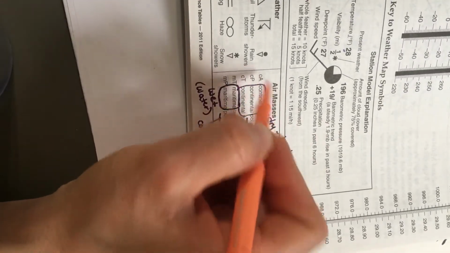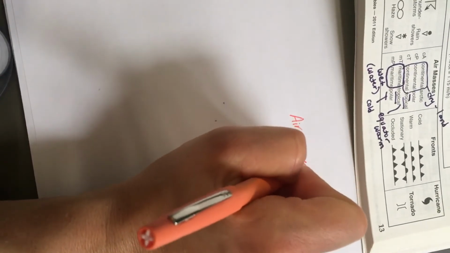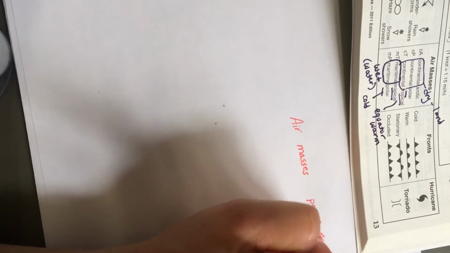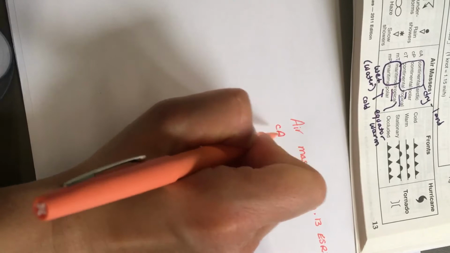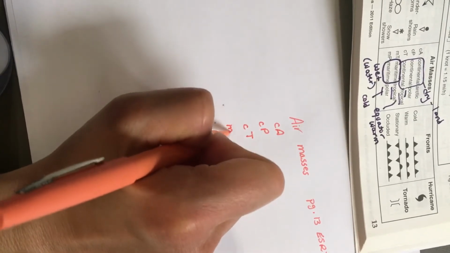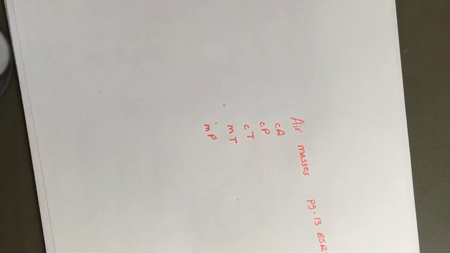And what I'm going to do is copy over these air mass symbols right here. So on my paper, I'm just going to copy them over. So air masses, and this is page 13 of my Earth Science reference tables. And if you notice, there's cA, cP, cT, mT, and mP. And then I'm going to put that aside.